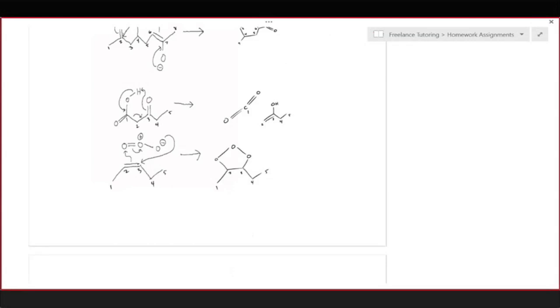So is this a cycle of arrows? No, it's not. Good. I thought this one would be tricky. So did you change 2 charges? Yeah, you did. 2 oxygen.